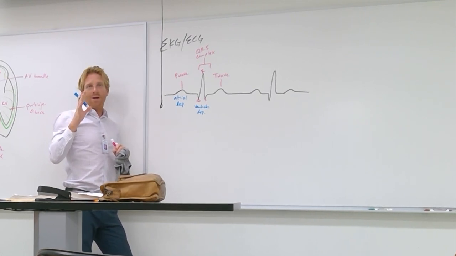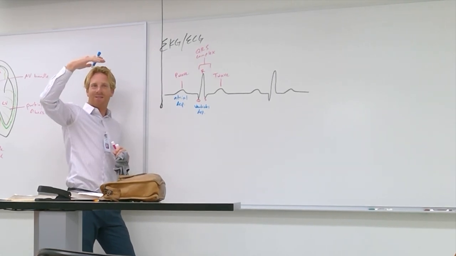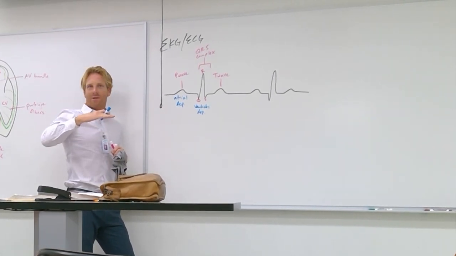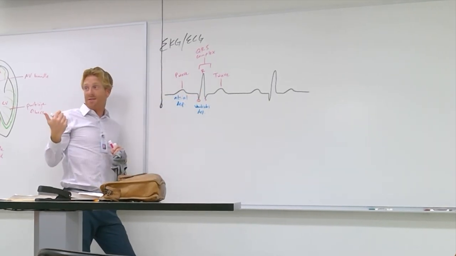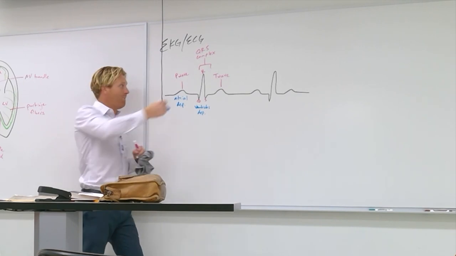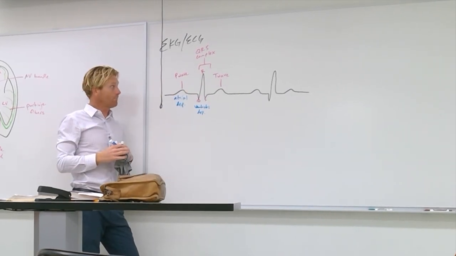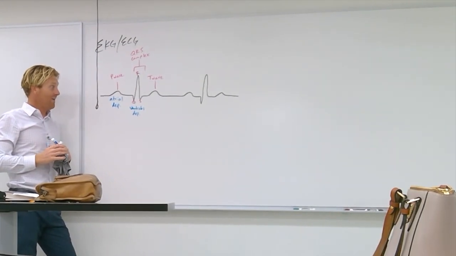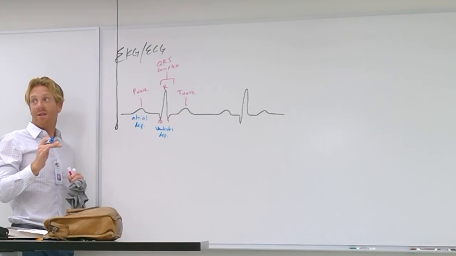When they repolarize, that just means they relax. Depolarization causes contraction, repolarization causes relaxation. You can't see atrial repolarization because it's a small signal and it's swamped out by the large QRS complex. But you can see the signal associated with the ventricles relaxing, or repolarizing. What's that?